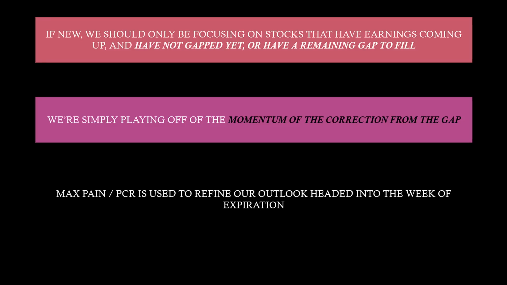Now, if there's not one, you wait. You wait for the earnings to come. You see which direction it gaps, and then you buy the call or put, depending on which way it goes. We're simply playing off the momentum of the correction from the gap, that void of price action that you can think of like a black hole, drawing everything back up to that zone.